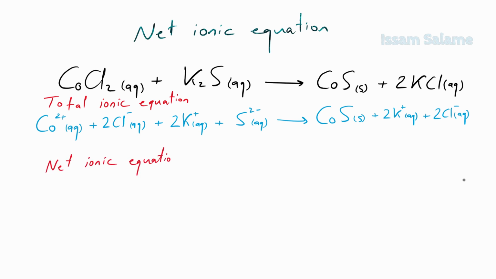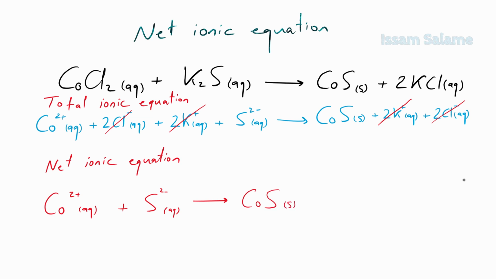We should find the common ions between the left side and the right side and then cancel them. Like here, we have 2 potassium ions on the left and 2 potassium ions on the right. We have to cancel them. And also we have 2 chloride ions on the left and 2 chloride ions on the right. So we should cancel them. And the net ionic equation is going to be cobalt ion plus sulfide ion gives cobalt sulfide.